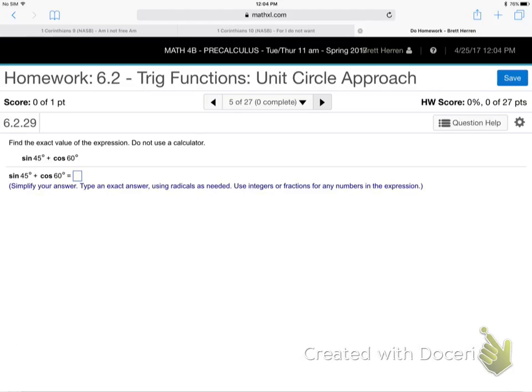All right, they want the sine of 45 plus the cos of 60. Notice they say exact answer, no calculator. It's exactly what I'll ask you for on part 1 next Thursday. You can use a 3x5 card and put anything you want on there.